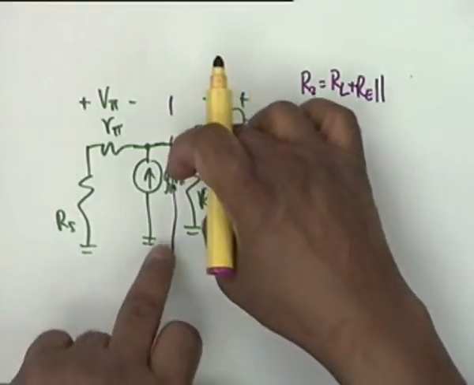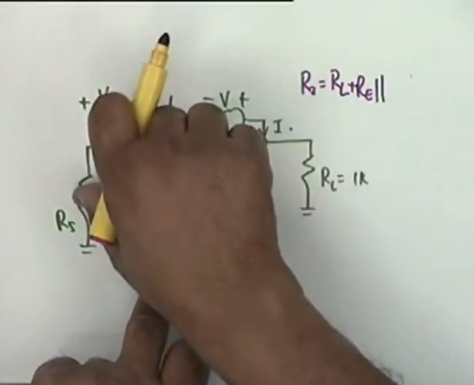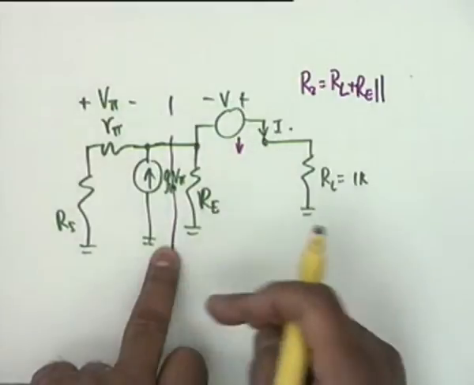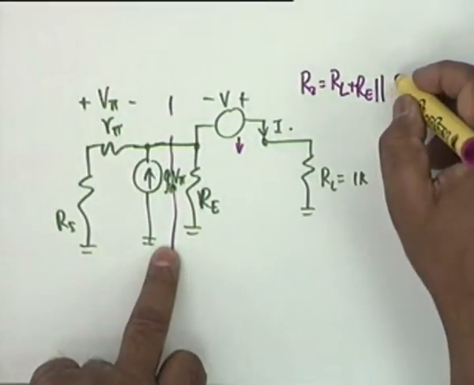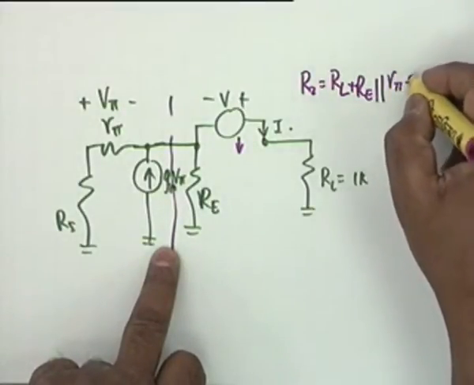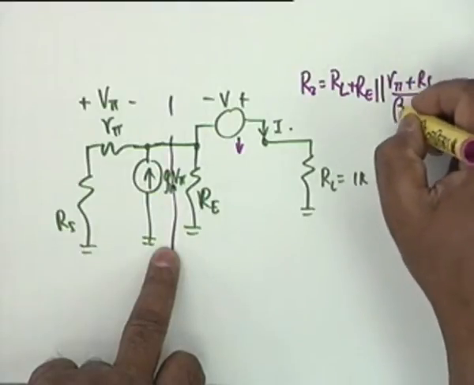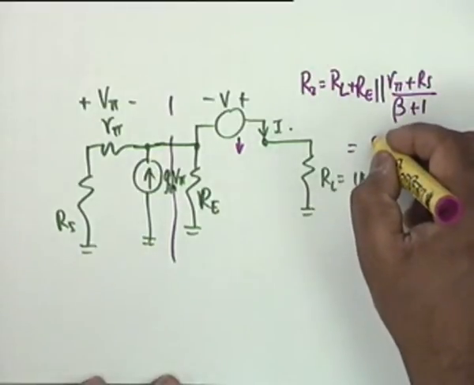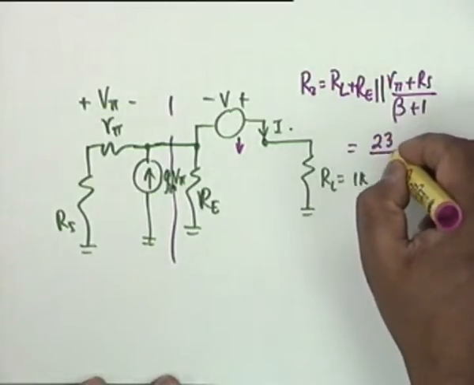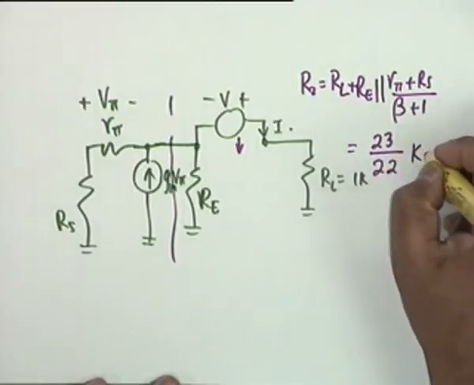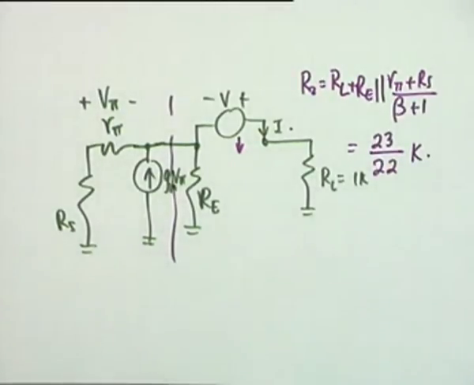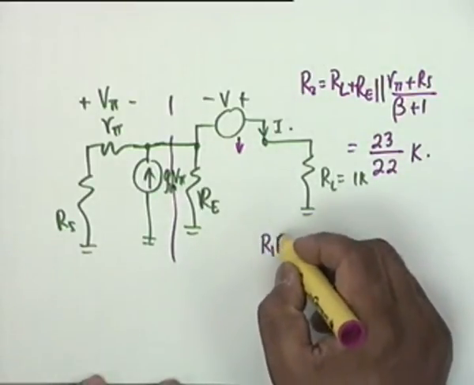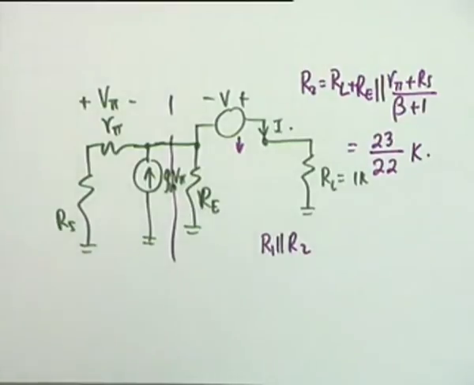Therefore, all that you have to find out is the impedance looking back here, a gm V pi, V pi, and RS. Agreed? And that we have found out again and again. This is obviously R pi plus RS divided by beta plus 1. Agreed. And this, my calculation, I don't know what yours is, comes out as 23 by 22K. Both of them have 23. I chose this intentionally. Therefore, R1 parallel R2, which we shall get later.